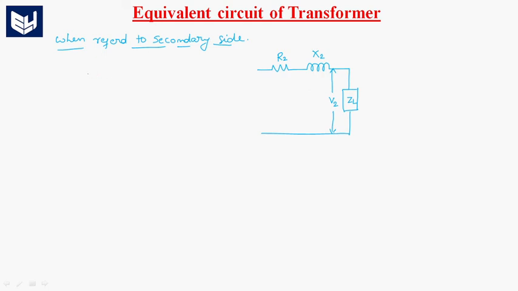So the primary resistance that is transferred to secondary side, R1 will be R1 dash and X1 will be X1 dash. So what is R1 dash? R1 dash is equal to R1 into K square, where K is the transformation ratio. X1 dash is equal to X1 into K square.